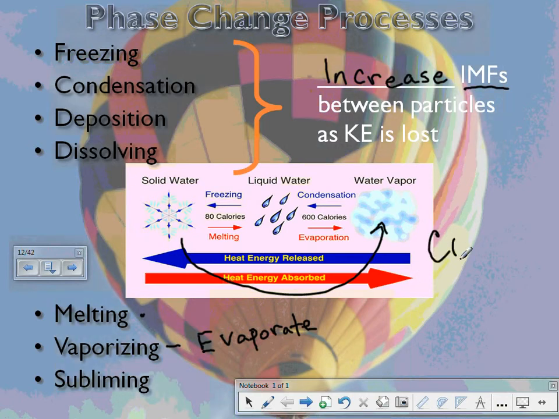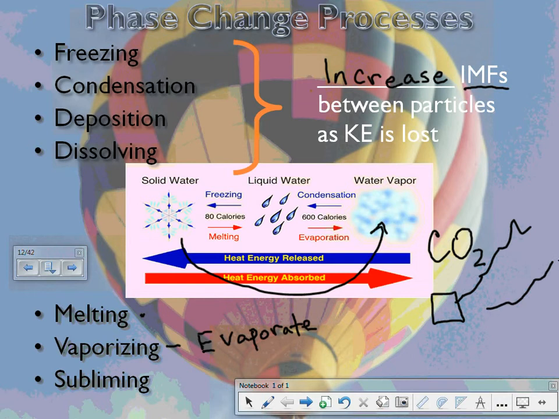And we use the example of carbon dioxide. This is the process that our students see in that fog machine, when the dry ice turns into that smoke. It's just now big fog and smoke.